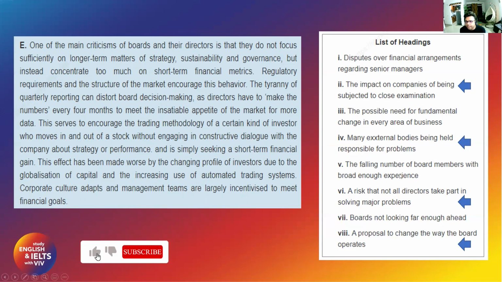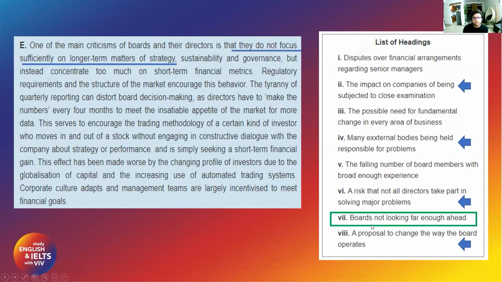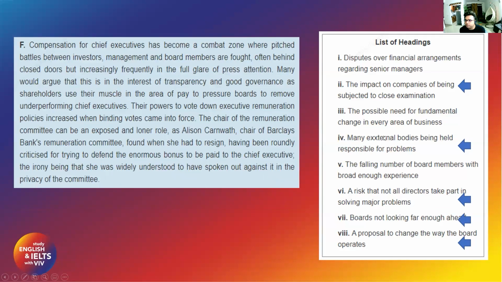Heading number 5, following number of board members, also not appropriate for this. Board's not looking far enough ahead, because it does talk about the board not focusing sufficiently on long-term matters. Simple synonym, long-term matters, not looking far enough ahead, which is why the option for this is number 7. That's how you find this answer. Okay, so now we only have 1, 3, 5 left, and we only have 2 paragraphs.